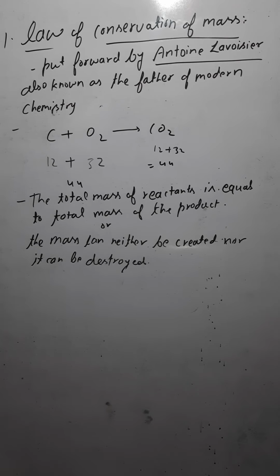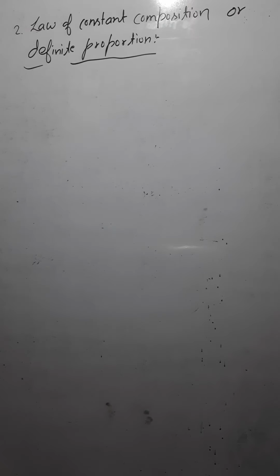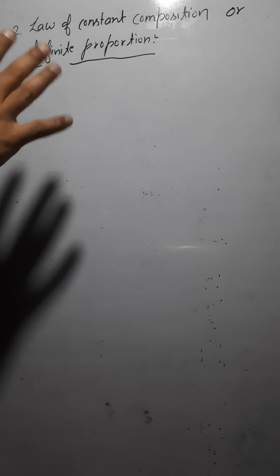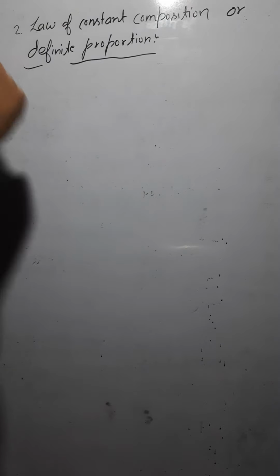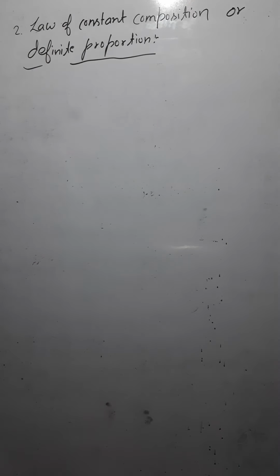Okay, just note it down. And now we would discuss the next law of chemical combination, that is the law of constant composition, or it is also known as the law of definite proportion. Both are the same. And what is this law? Before this, let me tell you.